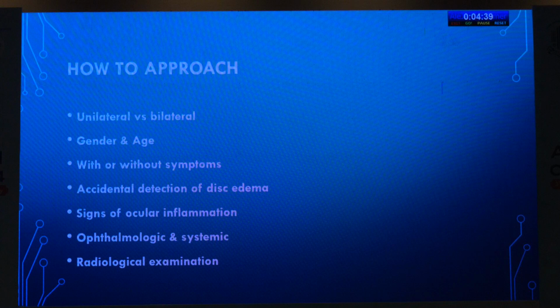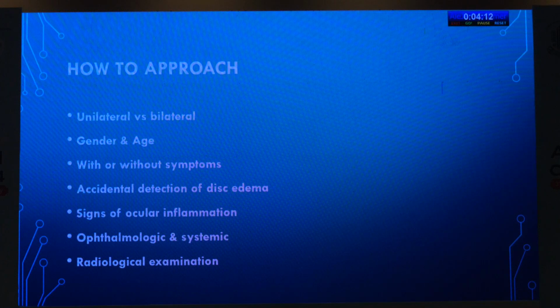One thing is how to approach a disc edema. The patient has come to us with some symptoms like headache, vomiting or visual disturbances, or we are accidentally diagnosing disc edema on our routine clinical examination. The patient may have come for some other reason, or may be referred from another department, physicians, neurology or obstetrics, to look for disc edema and comment on that.